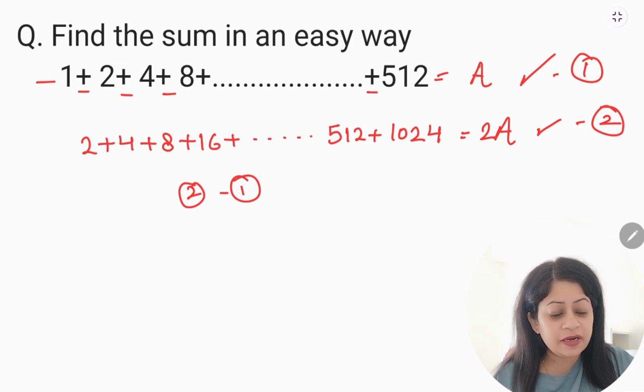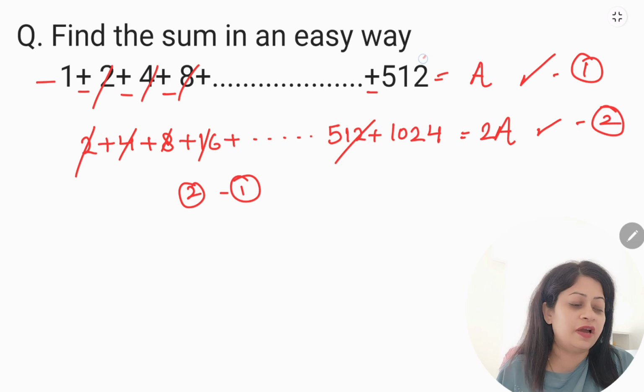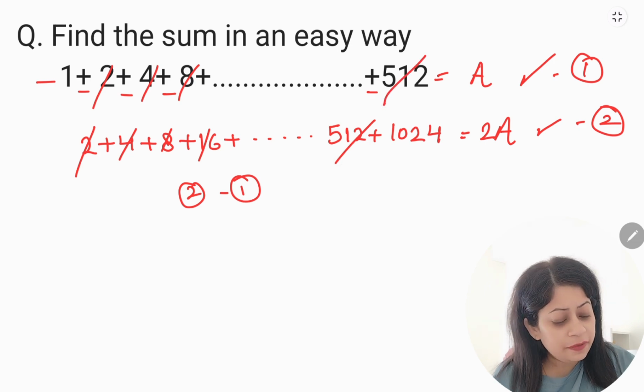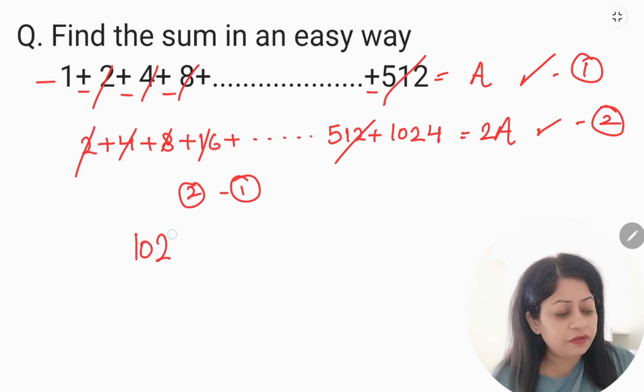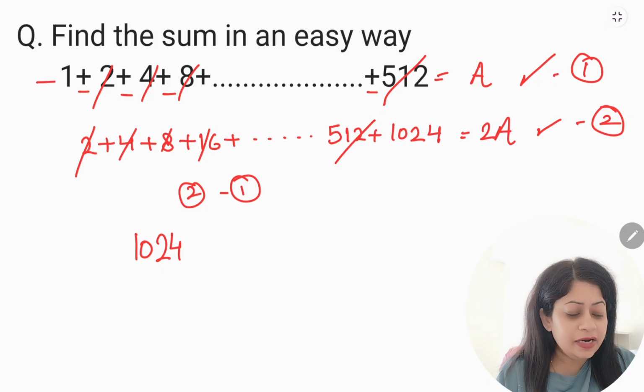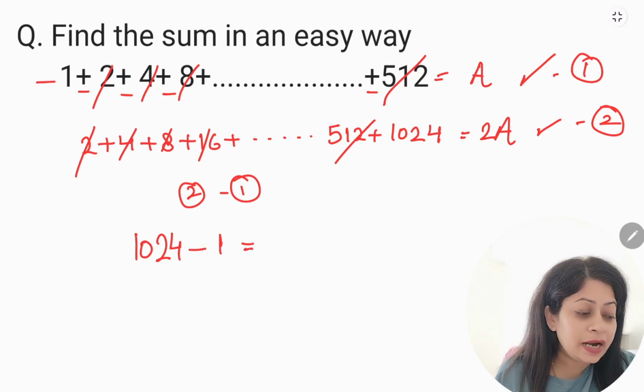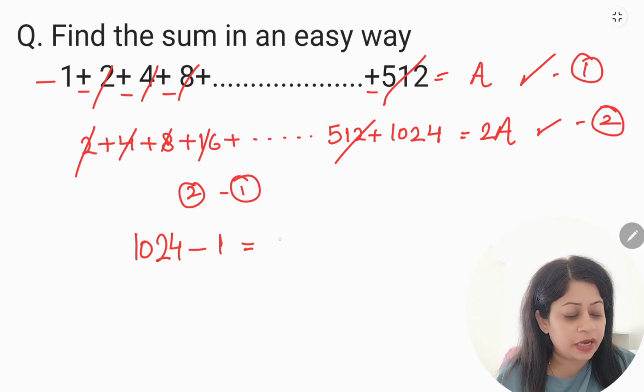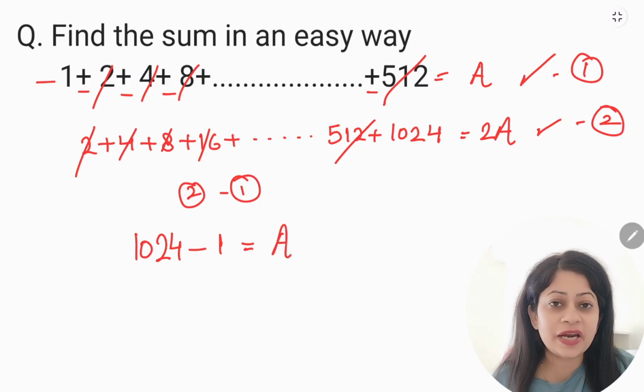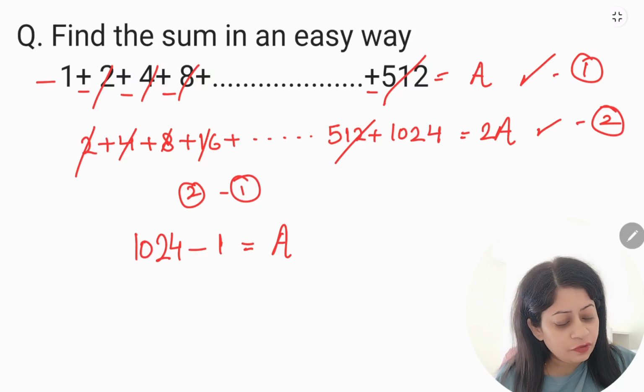If I subtract this equation, all these numbers will become negative, right? And this minus this will cancel out. All the numbers till 512 here, right? In equation number 2 we are left with 1024, and in equation number 1 we are left with 1. If I look at the right hand side, it says 2a minus a, it would become a, right? Because we want to find out the value of a, right? So it would become 1023 is equal to a.